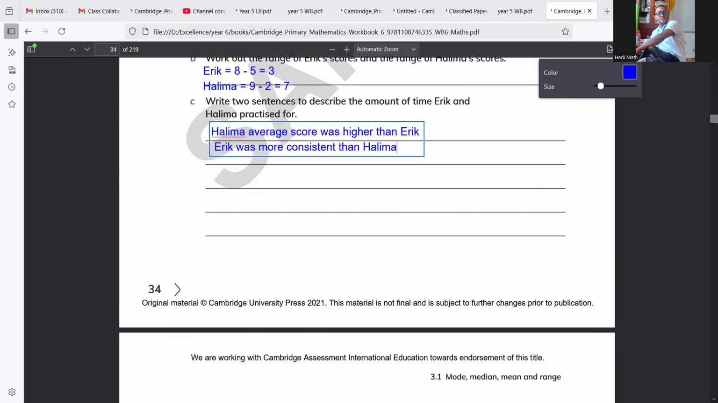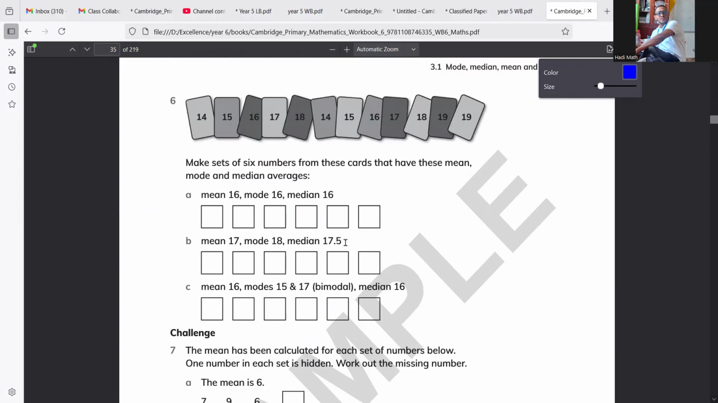Go to question number 6. You have 14, 15, 16, 17, 18, 14, 15, 16, 17, 18, 19, 19. Make sets of 6 numbers from this card that they have, such that the mean, mode, and median are each equal to 16.